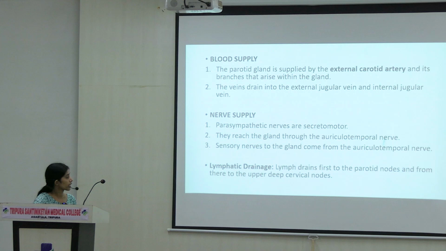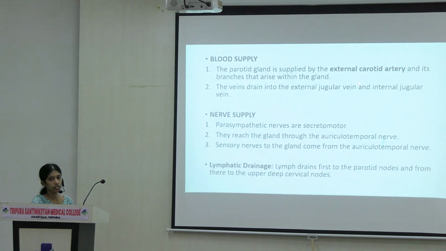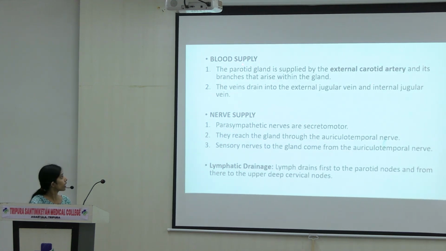Next we have blood supply. The parotid gland is supplied by the external carotid artery and also by its branches. The parotid gland ultimately drains into the external jugular vein and internal jugular vein. Nerve supply. Parasympathetic nerves are secretomotor. What do you mean by secretomotor? What is the significance of secretomotor nerve?